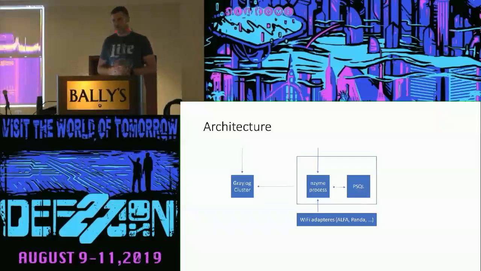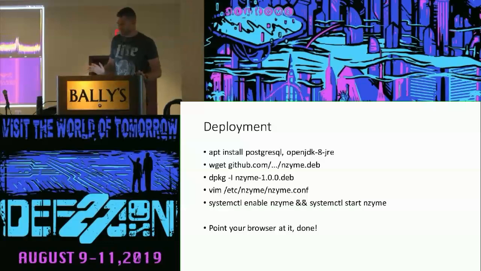I said this was not going to be a tutorial, but I just wanted to show you that this is literally all you have to do to get it running on a Raspberry Pi. So you just install PostgreSQL, you're going to install Java, that's what it's written in. You're downloading the deb file, you're installing it, you're changing the configuration file, and you start it. That's all you have to do. It's going to tell you when it starts up, it's going to tell you where to point your browser at. You configure the interface that it's going to listen on in the configuration file. And that's all you need to do. That's how fast it is usually.